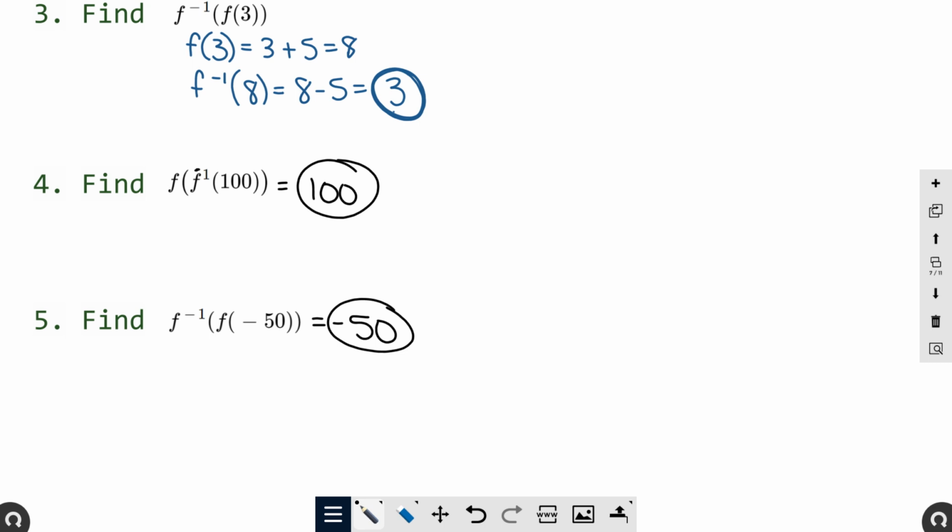When you plug something into the function and then plug it into the inverse, it just does the opposite. So you're doing something and then doing the opposite. You're going back to the original. So no matter which one you do, it's going to give you that back.